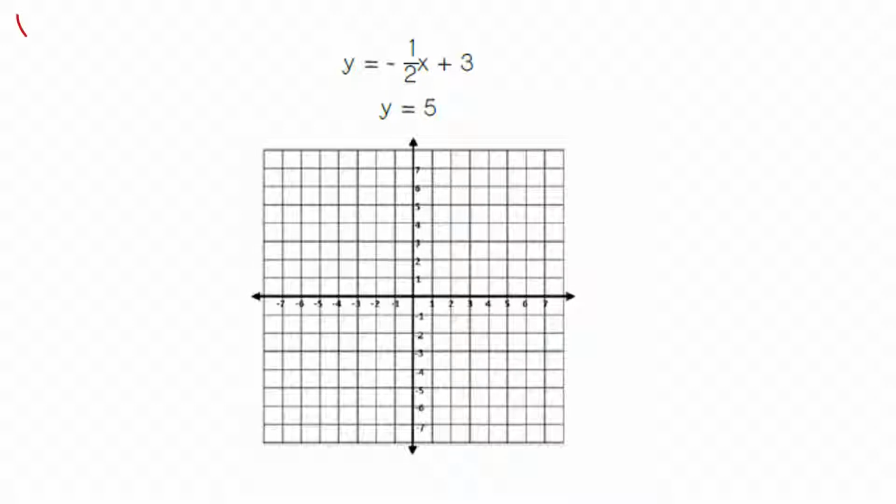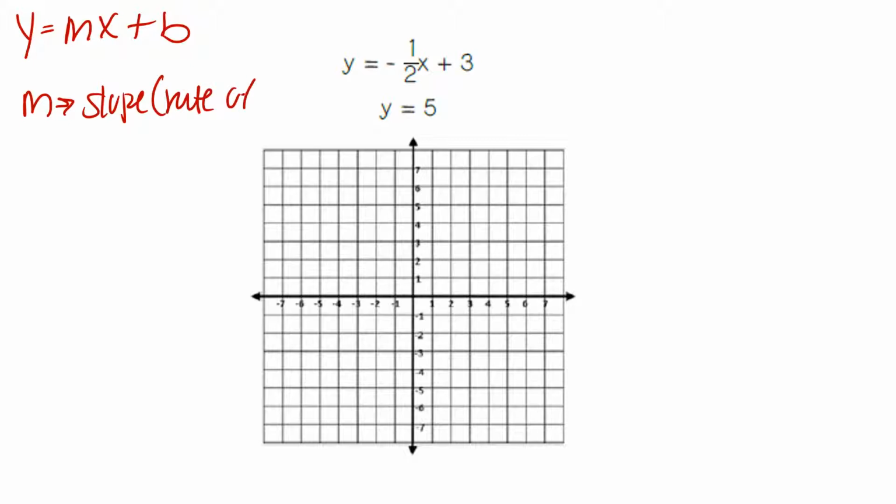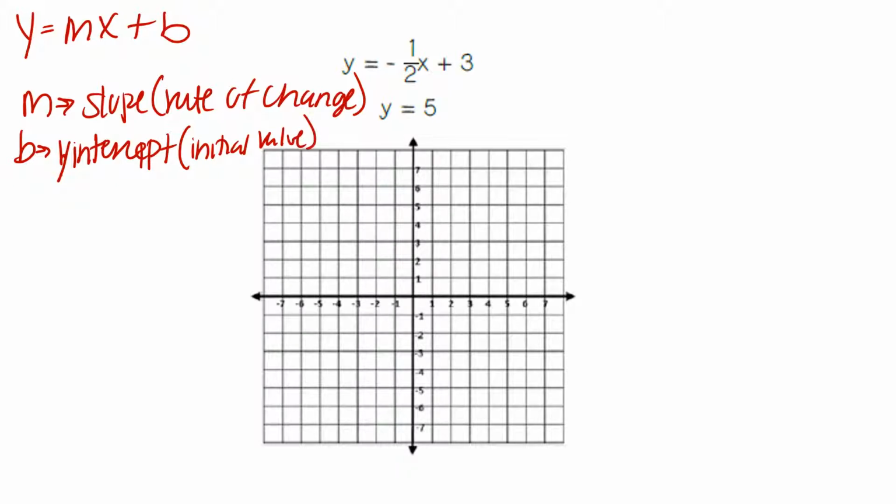So we start out by identifying and making sure our equation is in the y equals mx plus b form. M represents the slope, the rate of change. B represents the y-intercept, which is the initial value. So looking at our two equations, y equals negative 1/2 x plus 3. M is going to be our negative 1/2. The 1/2 and the x go together. The plus b is at the end. So our b value is 3.